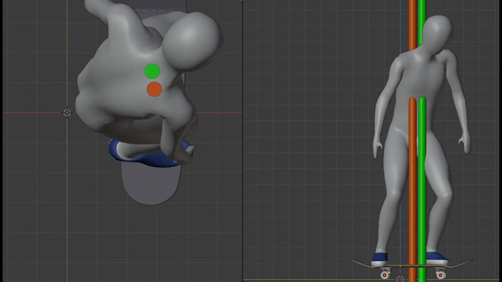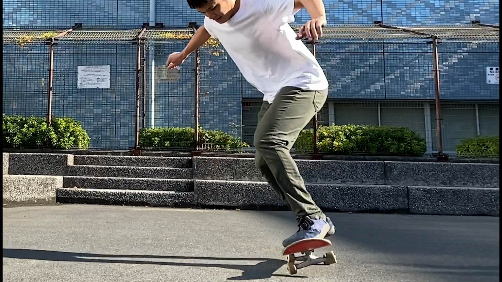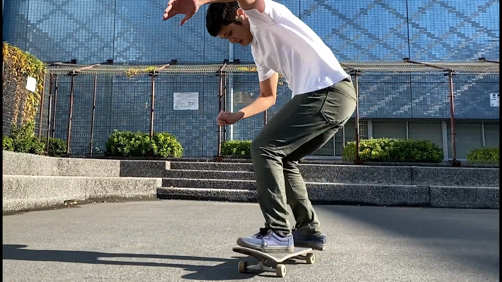Once again, preparation is everything. Whether you can land it or not is already decided by the time you pop.